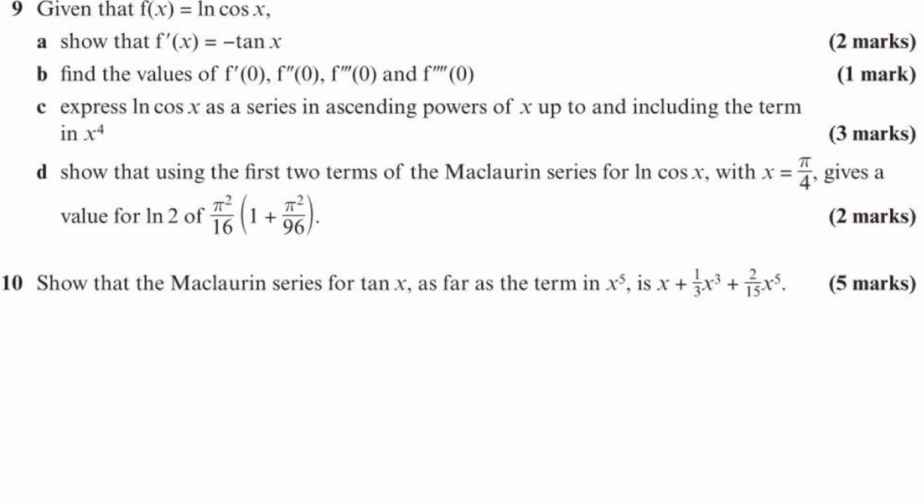Hints for question 9. You've been given the function, you've been asked to find the first derivative, and then for part B you'll need to find a few more derivatives and sub in 0. Then all you're doing is applying the Maclaurin series expansion formula as we've seen before. And then in part D, the first two terms of the series expansion, substitute x equals pi by 4, and you'll be able to do a little bit of rearranging.